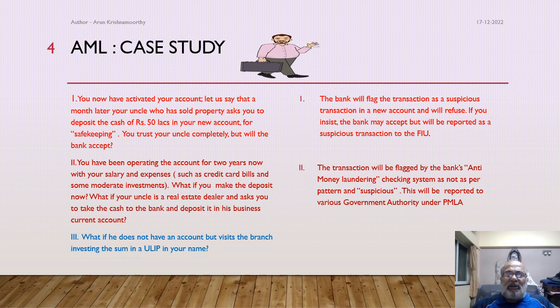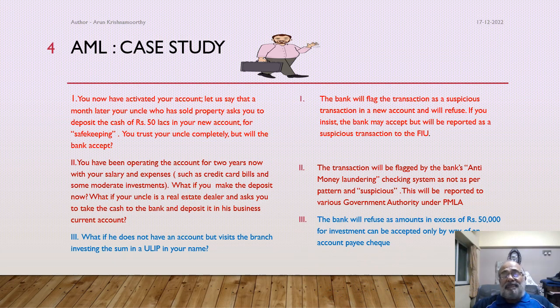So then you explained all this to your uncle, and he said, okay, I don't have an account, but I will come to the branch and invest this sum in a unit-linked insurance plan in the name of his dear niece or nephew. And well, what is wrong with that? Unfortunately, the bank will refuse, as the law clearly states that an amount in excess of 50,000 for investment can be accepted only by way of an account payee cheque.